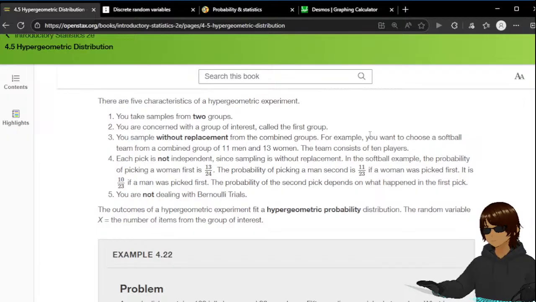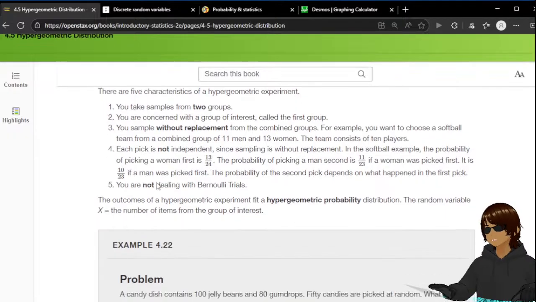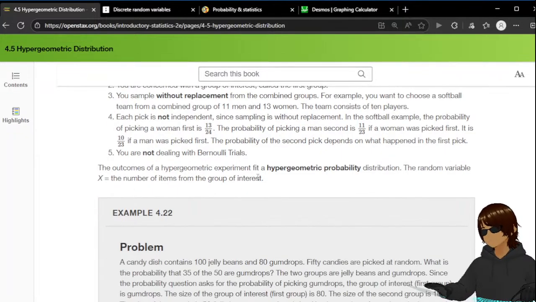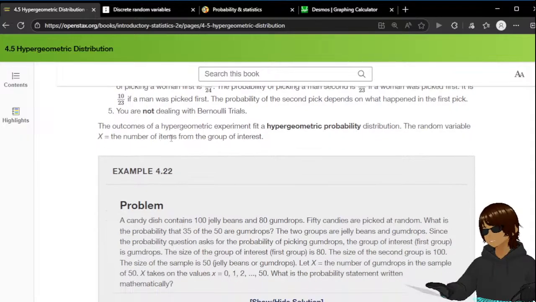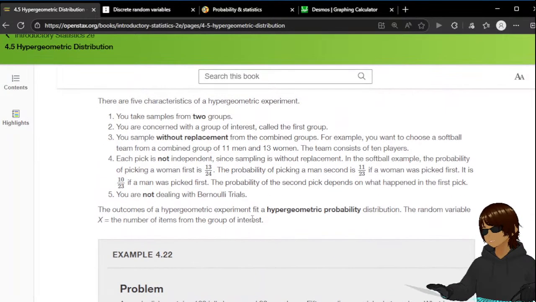In the softball example, the probability of picking a woman first is 13 over 24. The probability of picking a man second is 11 over 23 if a woman is picked first, 10 over 23 if a man is picked first. You're not dealing with Bernoulli trials. The outcomes of a hypergeometric experiment fit a hypergeometric probability. The random variable x is the number of items from the group of interest.